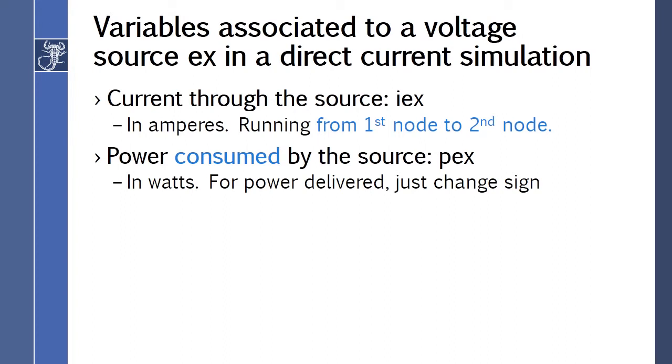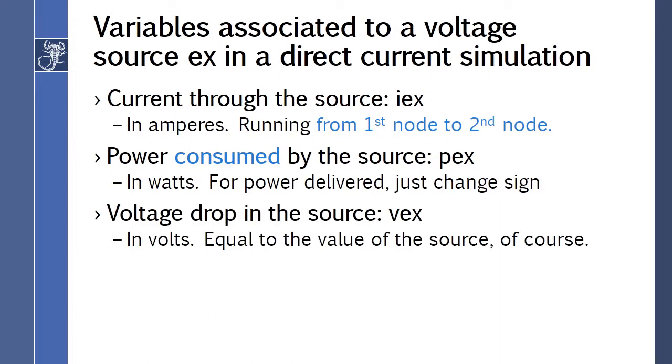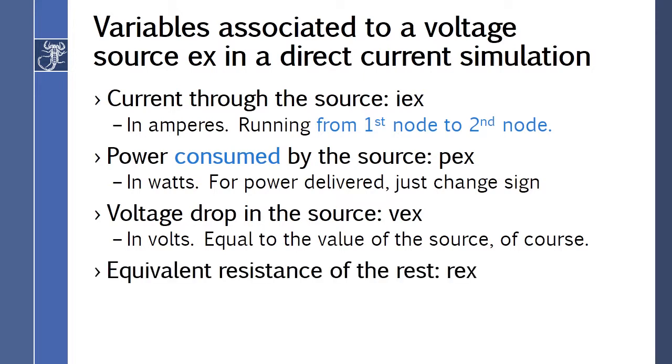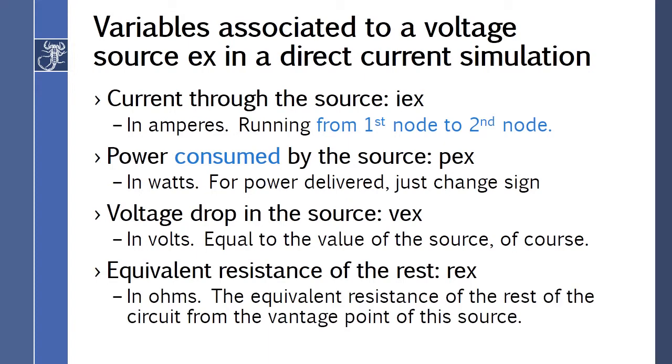We also get the power consumed by the source, stored in a variable P and the name of the source. It's given in watts, and if you want to know instead the power delivered, you just change the sign of whatever value you get. The voltage drop in the source is stored in a variable V and the name of the source. But here's the thing, for sources you get this additional answer, which is the equivalent resistance of the rest of the circuit as seen by that source, and that is stored in a variable R and the name of the source. It is given in ohms.